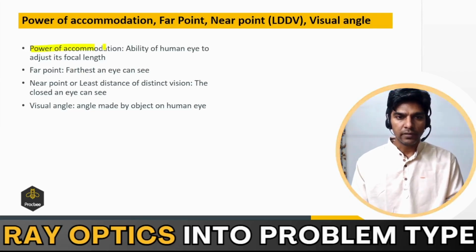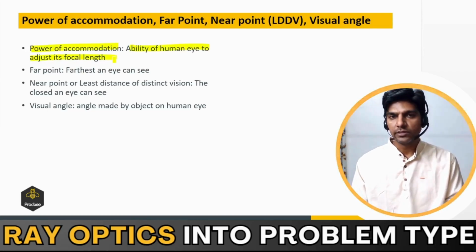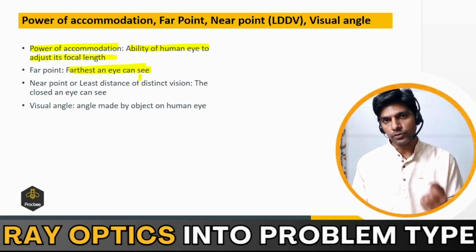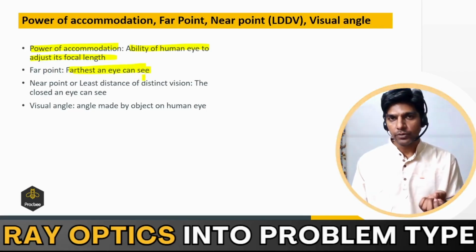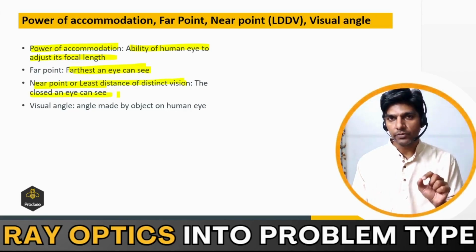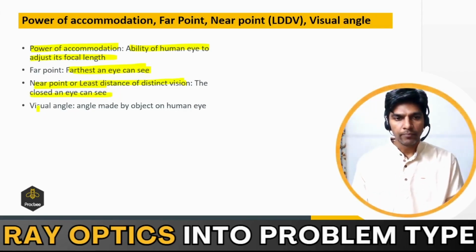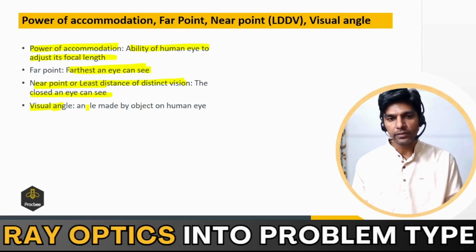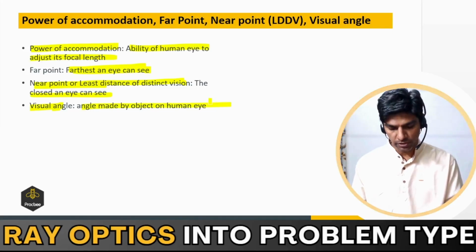The power of accommodation is the ability of the human eye to adjust its focal length, and the far point is the farthest that the eye can see. In a normal human eye, the far point will be infinity. The near point or least distance of distinct vision is the closest an eye can see, and it is 25 centimeter for a normal eye. The visual angle is the angle that the object subtends on the eye, and it gives us the perception of the size of the object.